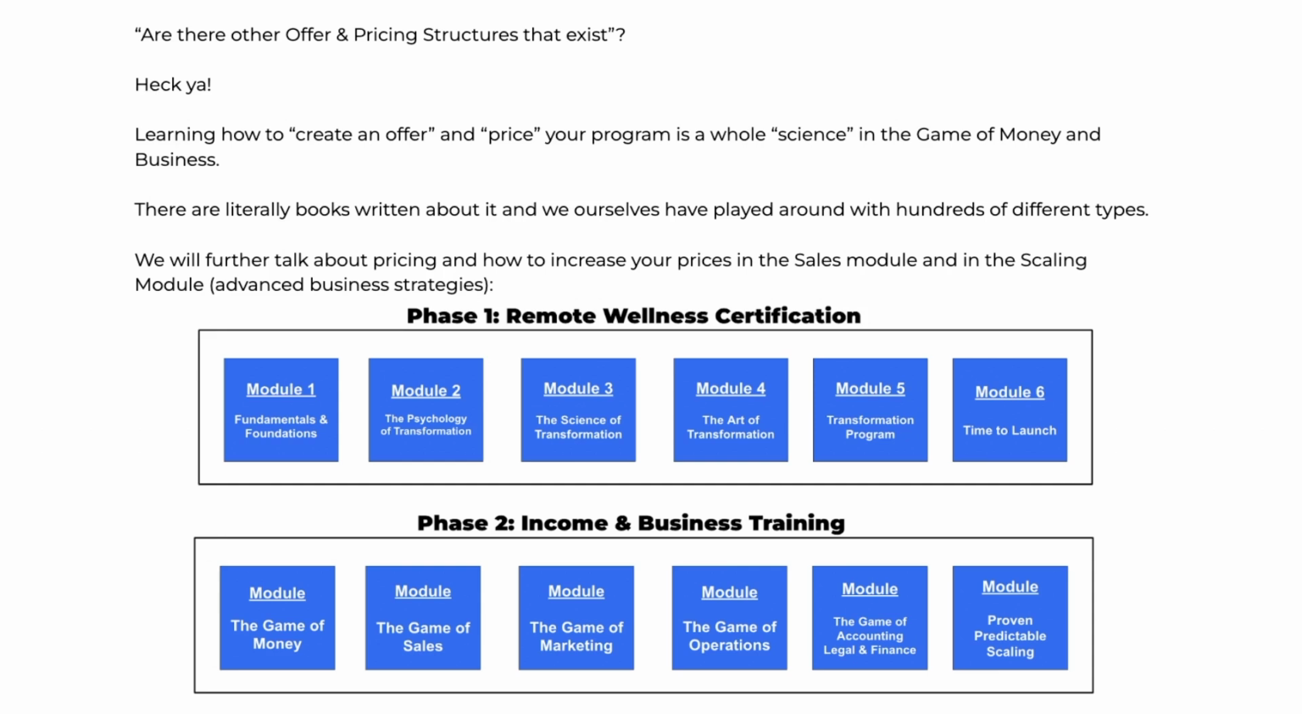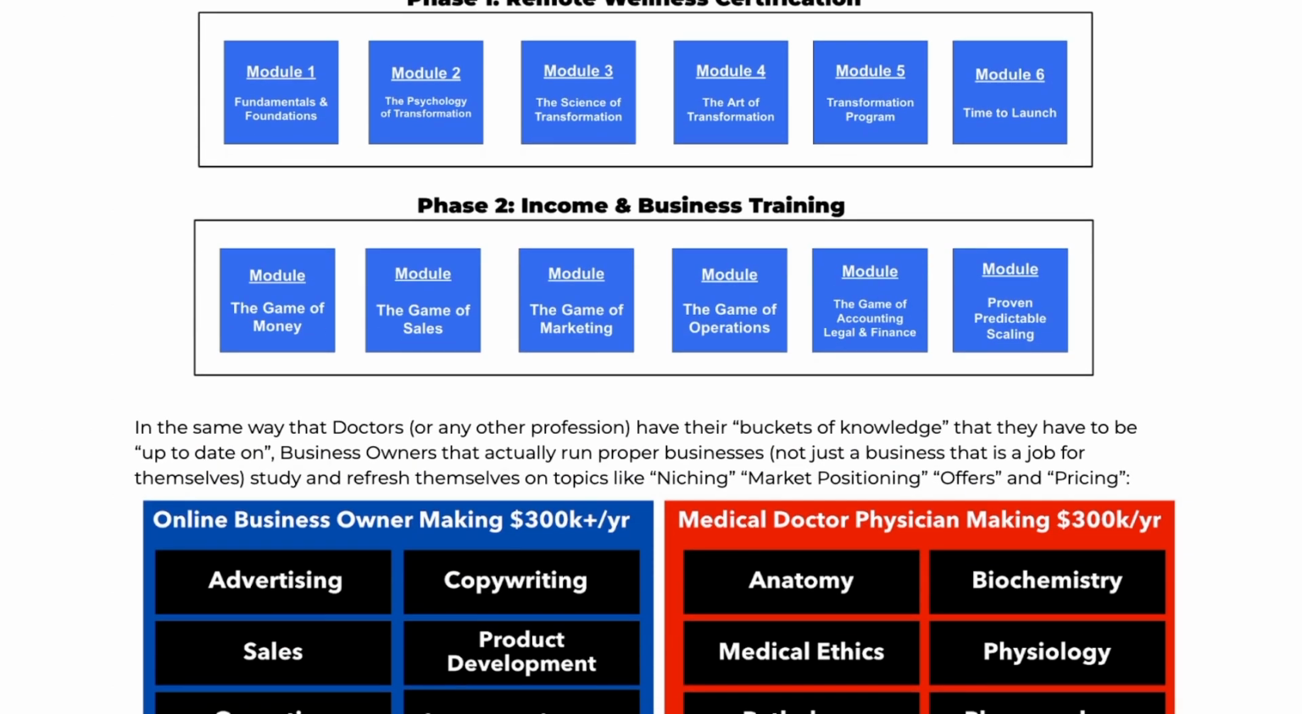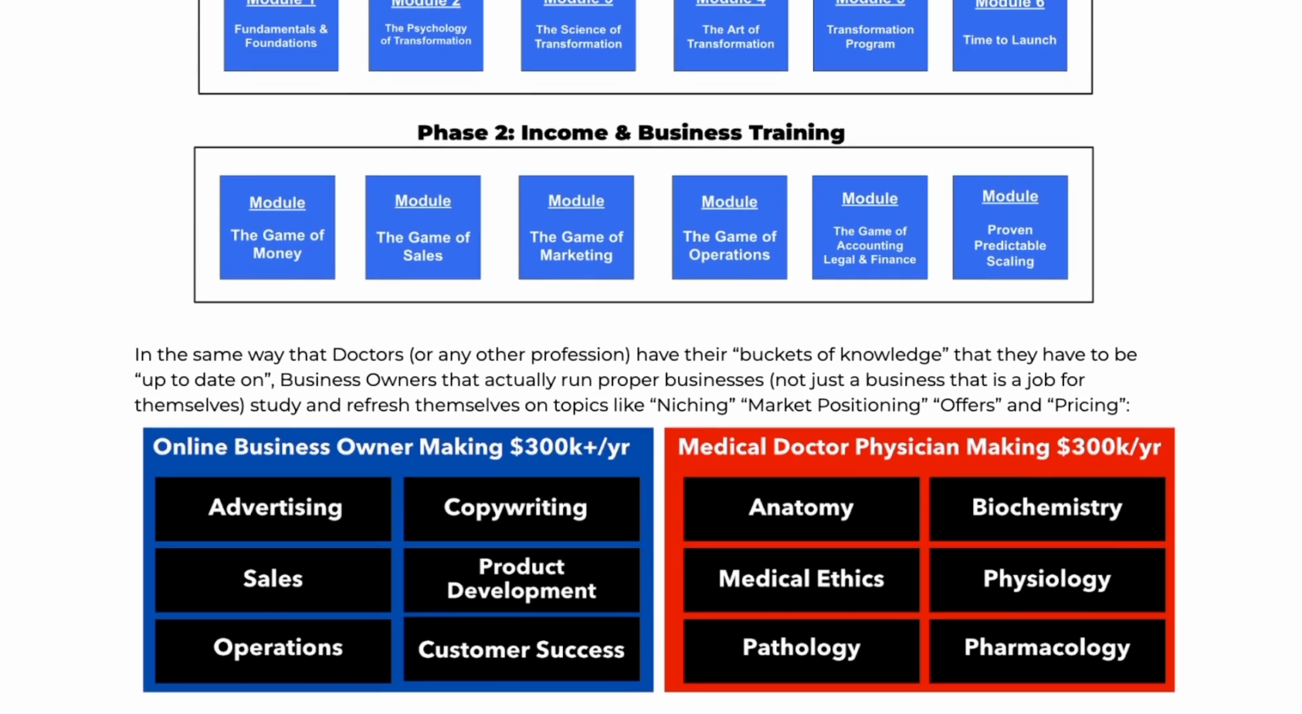In the same way that doctors, or quite frankly any other profession, have a bucket of knowledge that they have to be up to date on, business owners that are actually running a proper business, not just a business that they've created as a job for themselves, right? I call those people self-jobsmen. They're not businessmen or businesswomen. They're self-jobsmen or self-jobswomen, okay? I'm talking about real business owners, entrepreneurs who, as a profession, play the game of money. They study and refresh themselves on topics like niching and market positioning and offers and pricing, okay?